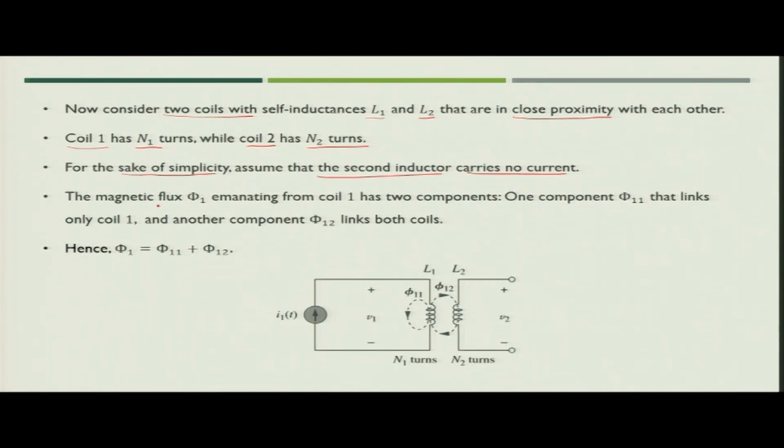Now, the magnetic flux phi 1 which will be coming from coil 1 will have two components. One component links only coil 1. If you see the figure, the magnetic flux generated in this coil has phi 11, which is linked to only coil 1, and another component phi 12, which links the second coil also. So, you can say the total flux phi 1 is nothing but a combination of phi 11 plus phi 12.